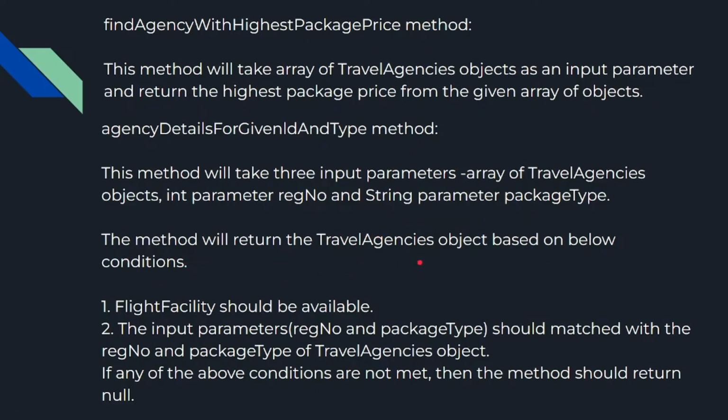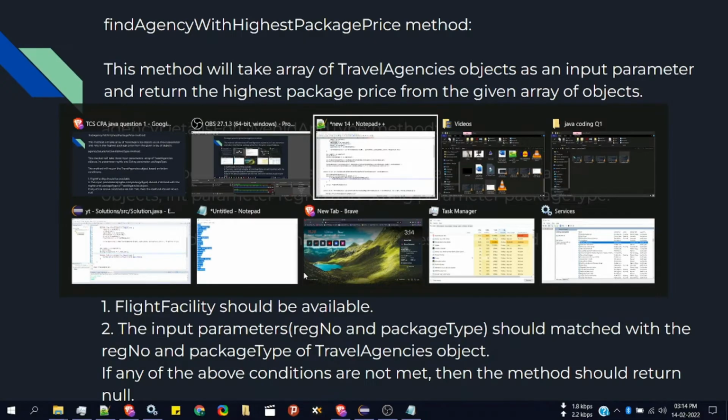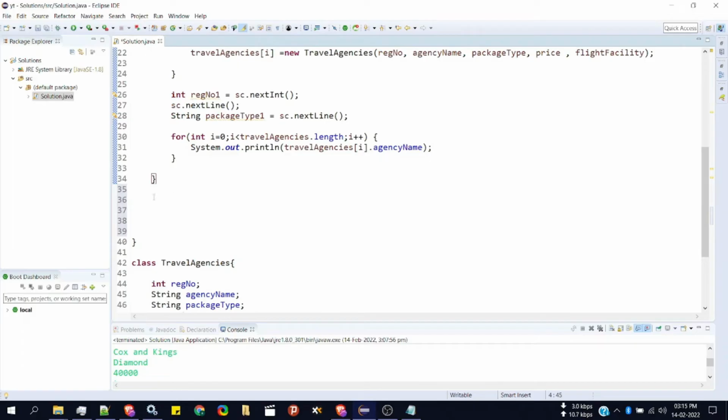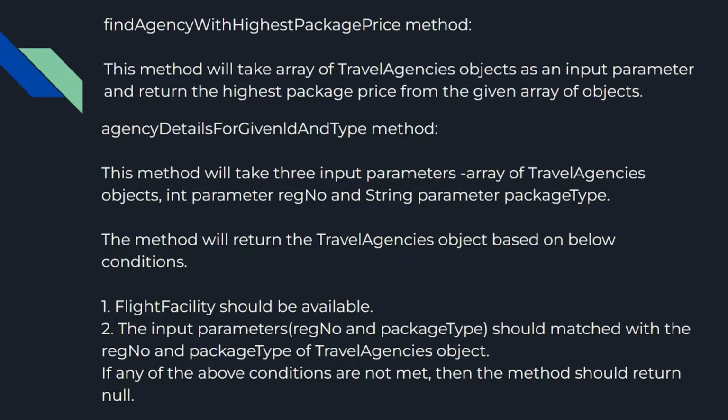And they specify that travel agencies object will return a single object or null based on the conditions. Now we will declare the methods. Outside the main method, inside the class, we'll declare a static method. That is public static, and they specified it returns the highest package price from the given array of object.